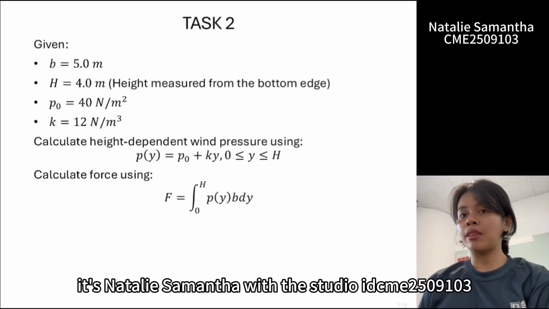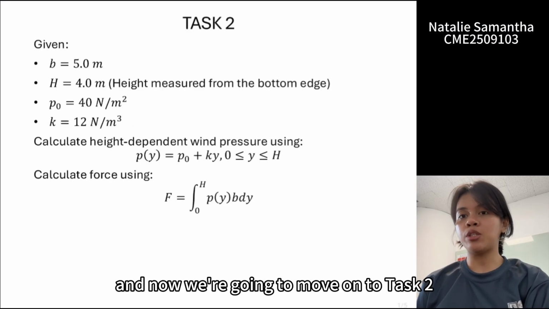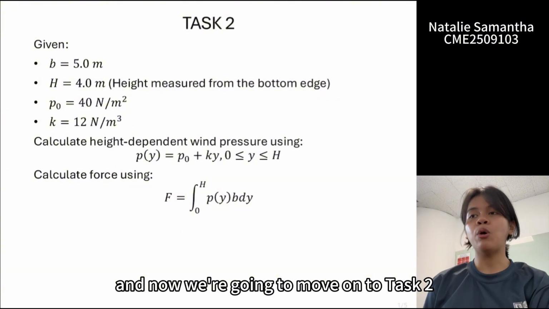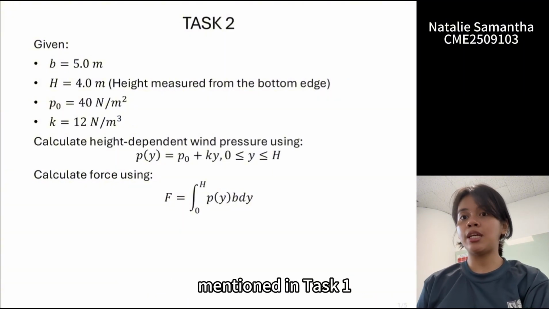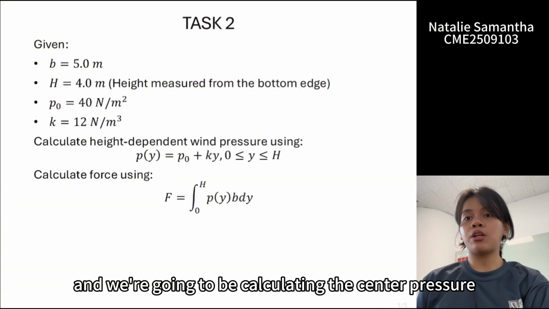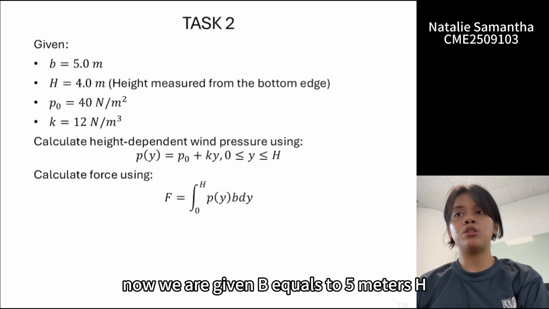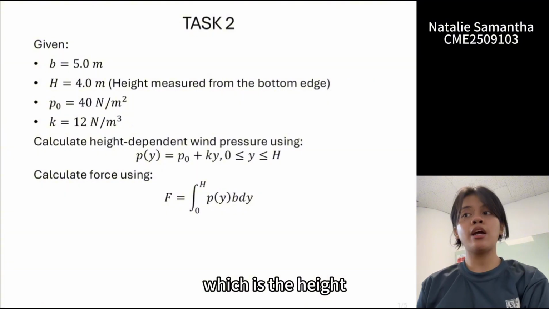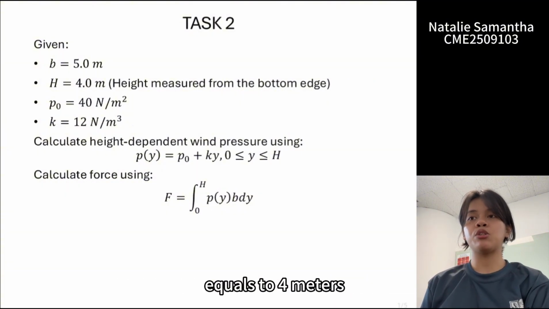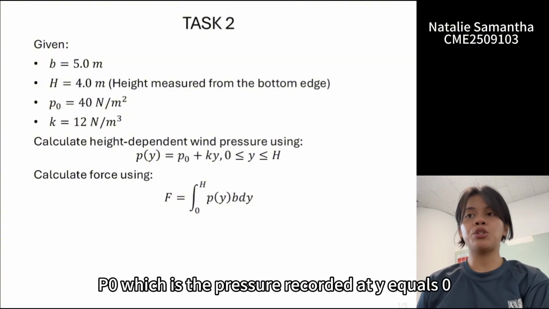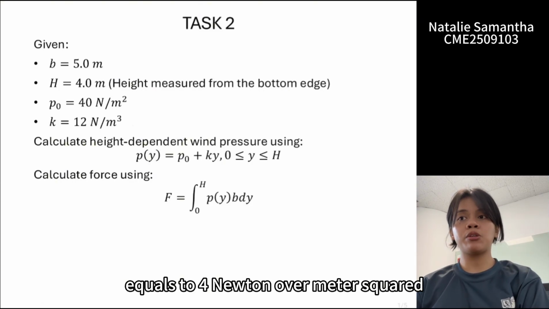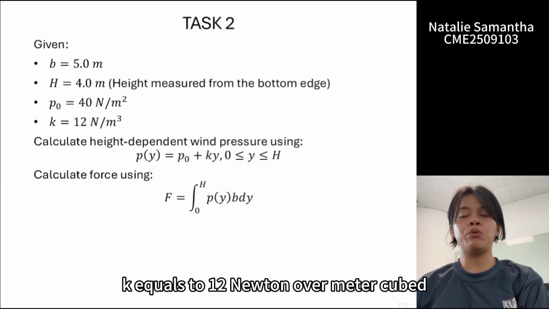My name is Natalie Samantha with the student ID CME2509103, and now we're going to move on to task 2, which takes into account the billboard mentioned in task 1. And we're going to be calculating the center of pressure of this billboard. Now, we are given B equals 5 meters, H, which is the height measured from the bottom edge of the billboard, equals 4 meters, P0, which is the pressure recorded at Y equals 0, equals 40 Newton per meter squared, K equals 12 Newton per meter cubed.